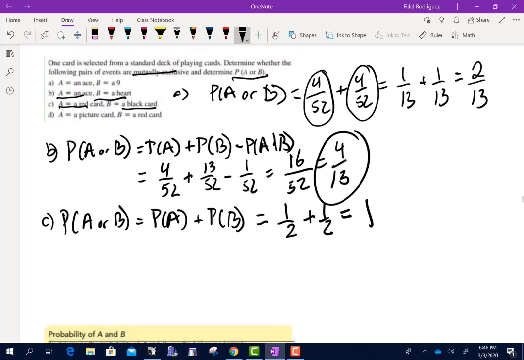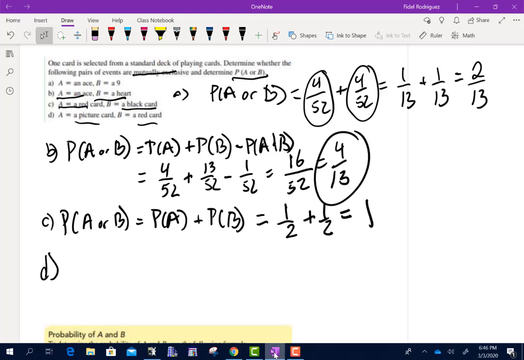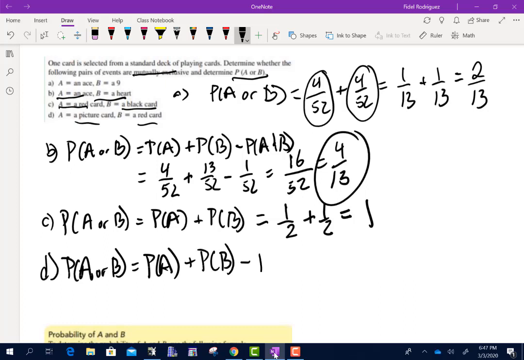Okay, and then there is a part D, so let's do part D as in dog. A picture card and a red card. So first, let's see, are they mutually exclusive? Are there any red picture cards? Yes. Those 6 are red picture cards right over here on the bottom, right? So if we're going to find the probability of getting a red or a picture card, we're going to say, what's the probability of getting a red card, plus the probability of getting a picture card, minus the probability of getting a red picture card.